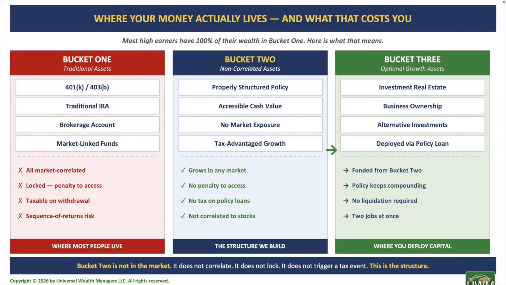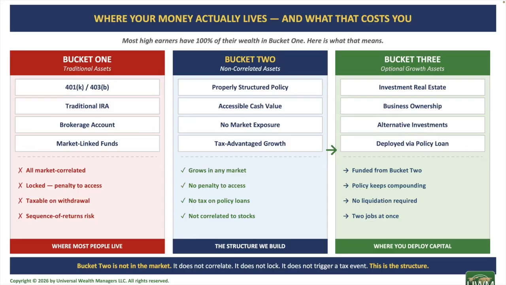Bucket 2, non-correlated assets. This is where the properly structured policy lives. The cash value inside a properly structured policy does not go up and down with the S&P 500. It does not have a sequence of returns problem. It does not trigger a tax event when you access it. When the market dropped 34% in March 2020, the cash value inside a properly structured policy continued to grow. This is not a sales claim. That is the contractual mechanics of the product.